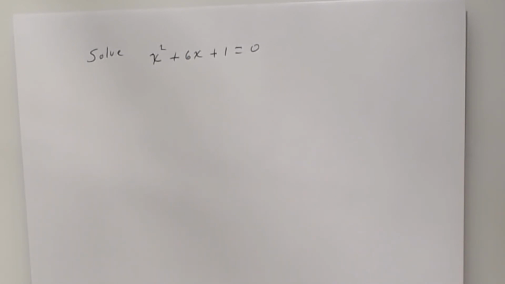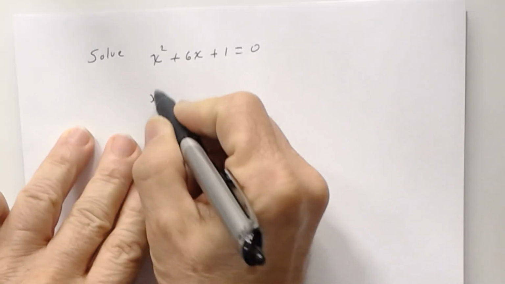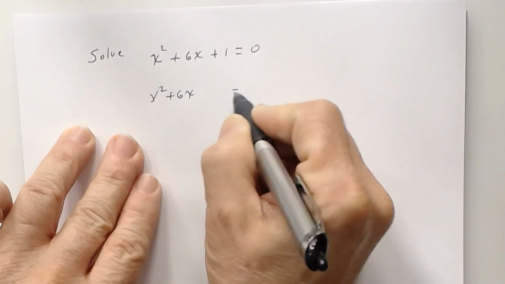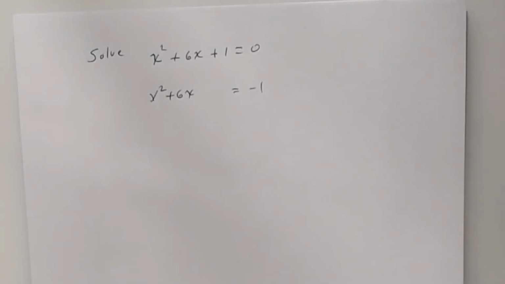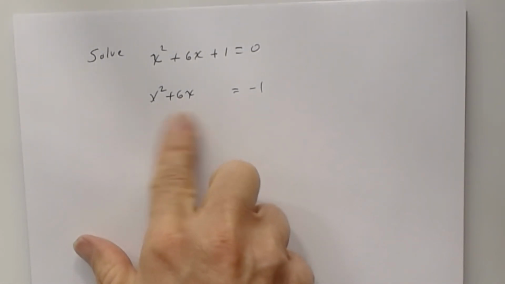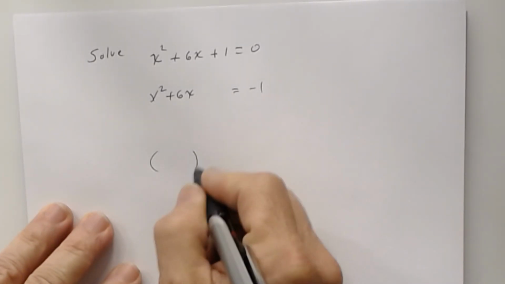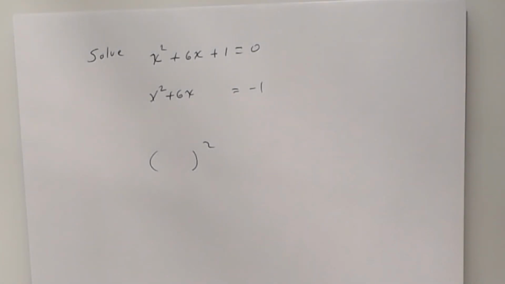Okay. So if I want to solve this by completing the square, what must I do first? I get x squared plus 6x equal -1. Notice I left some space. Now the idea is that you want to rewrite this side so that you get a binomial squared, something that's a binomial raised to the second power. To do that, we complete the square on the variable x.